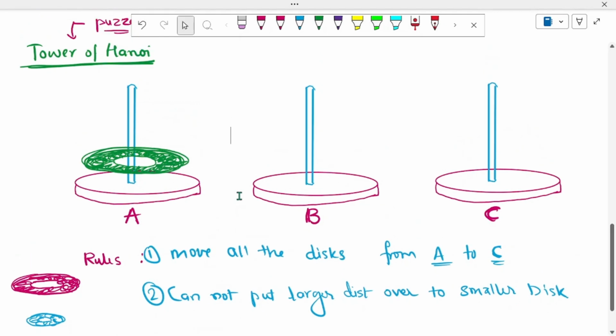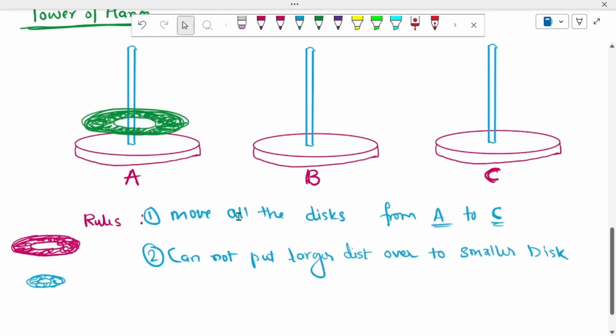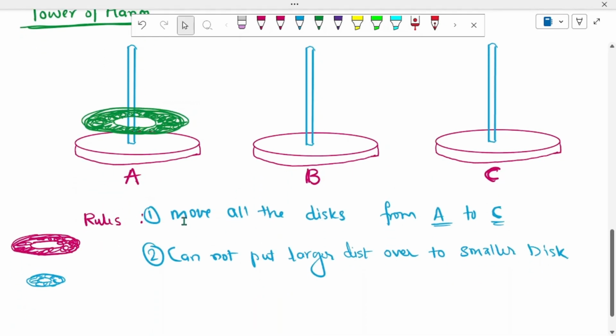I should make sure, if you look at the rules of the game, it says to move all the disks from A to C. At present, how many disks do I have in A? I have got one disk. Now my task is to move this disk from A to C, and you cannot put a larger disk over a smaller disk. You will come to know as we solve this problem.